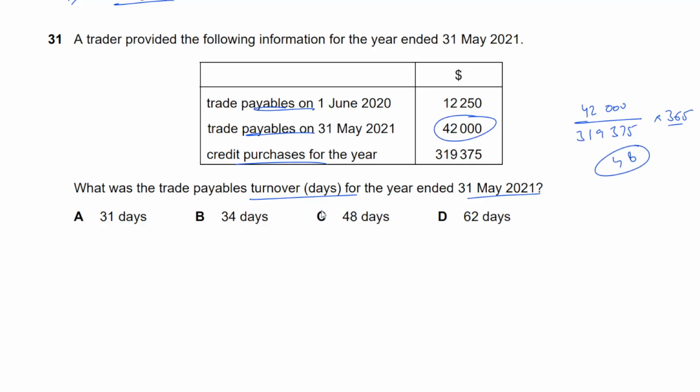Okay? You must memorize because they're coming as it is. They won't be tricking you with the formulas. And it's a logical thing to take the closing one, not the opening one, because we are talking about the year end.